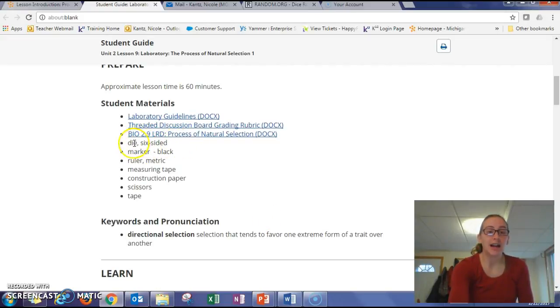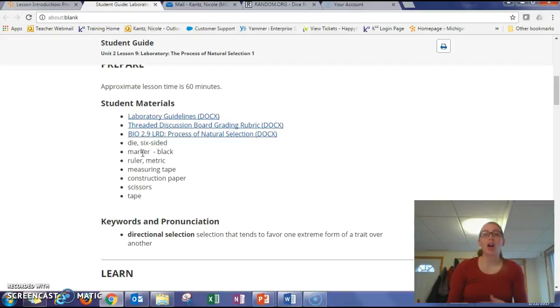It says you need dice, 6-sided dice, a marker. I used a pen, so you don't have to have a marker. A pen, pencil, any writing utensil will work. A ruler, so I have my ruler here. If you don't have a ruler, you can actually look one up online. There are rulers online that you can use, but it'll probably make it a lot more difficult unless you have an actual ruler or a measuring tape.